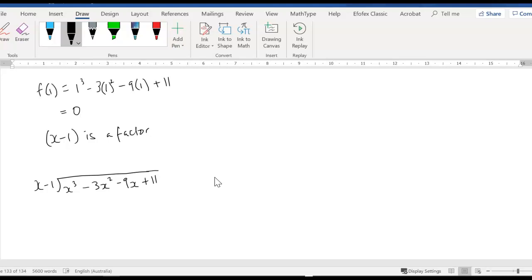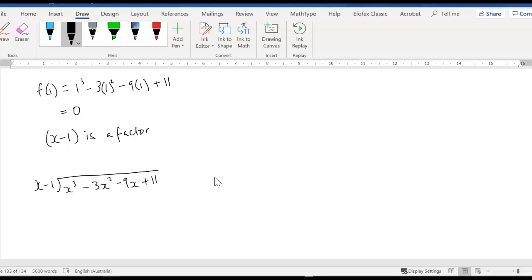When you divide the function by x minus 1, you then get a quadratic, from which you can find the other factors. I'll show you how to do this division. There is a video on that I've done on YouTube, so if you didn't watch it before, watch it now.